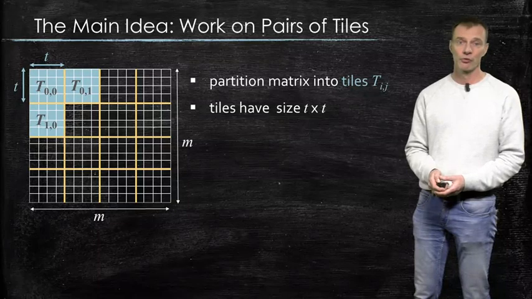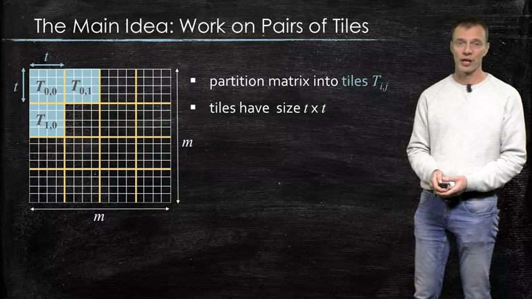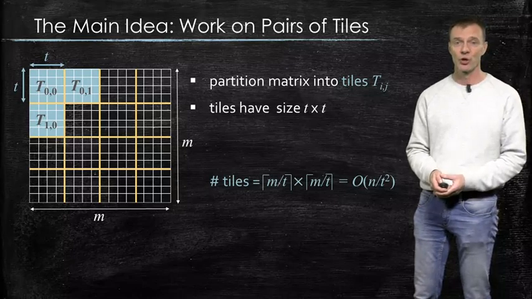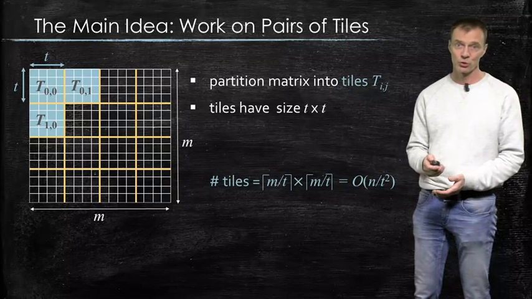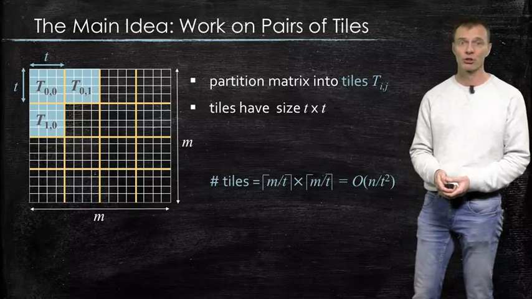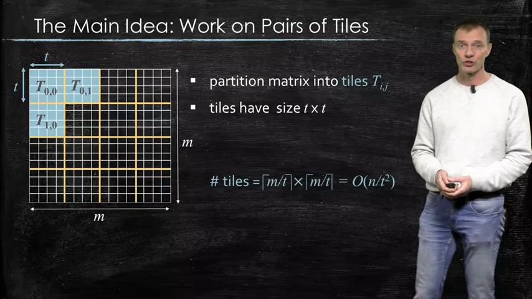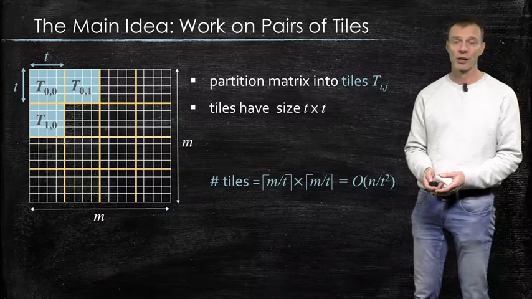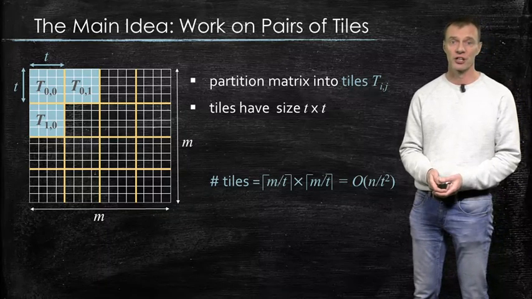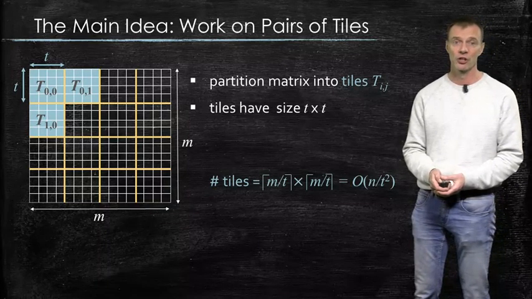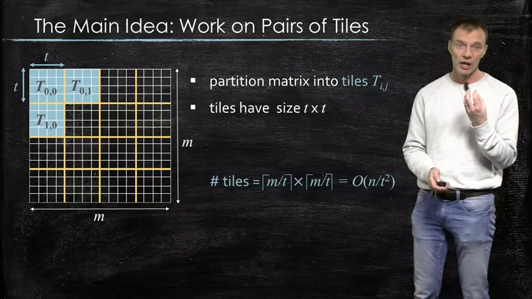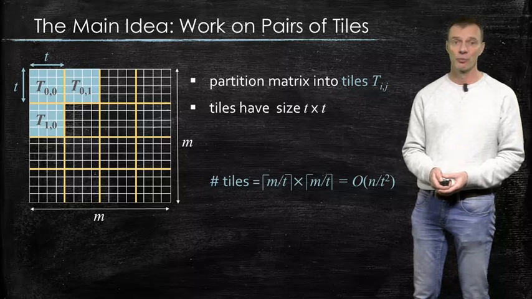Okay, so first let's see how many tiles we actually have. If I have n elements in a row, my total number of tiles would be n over t times n over t, right, this is n divided by t squared. It's obvious: one tile has size t squared, the whole matrix has size n, so it's n divided by t squared tiles. So this is the way we're going to look at the matrix.